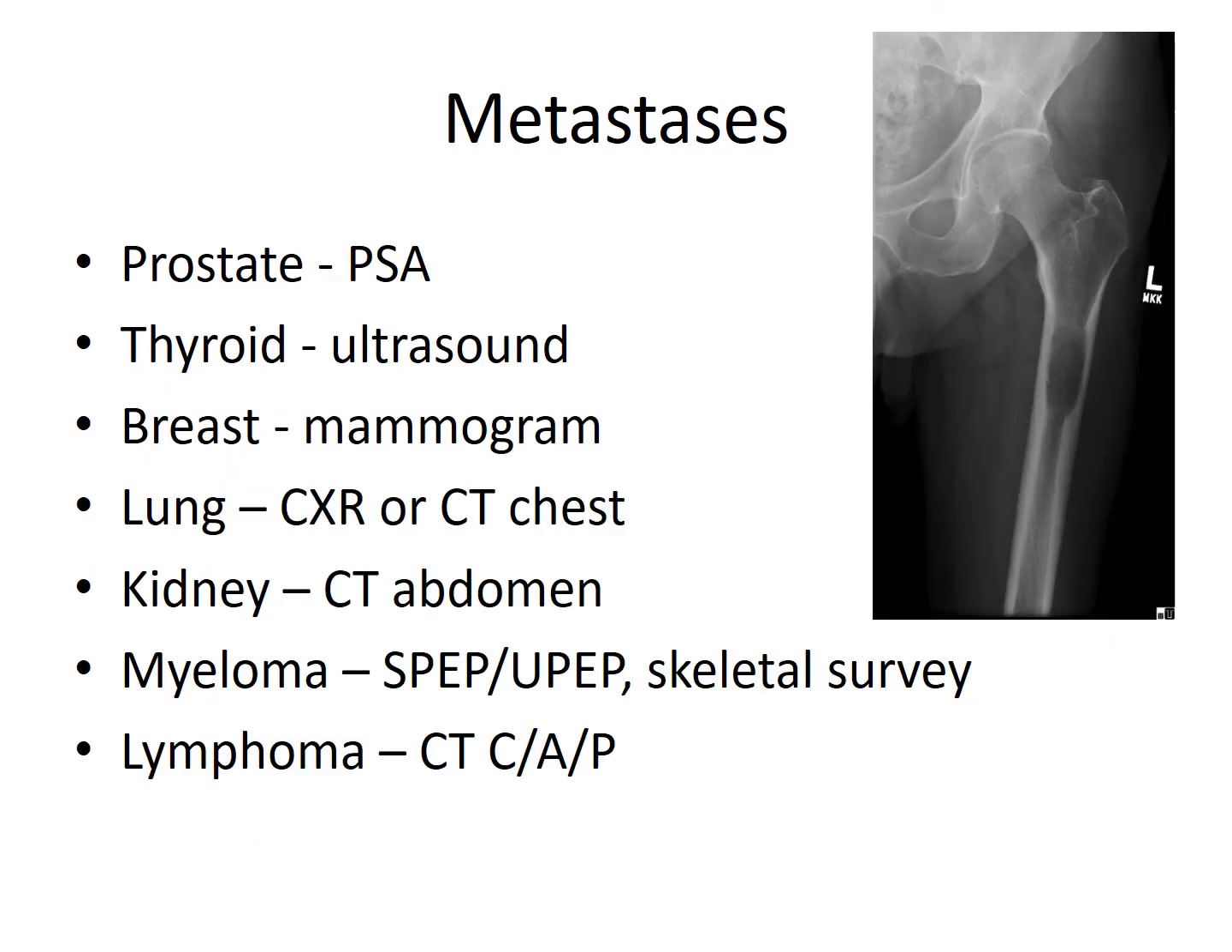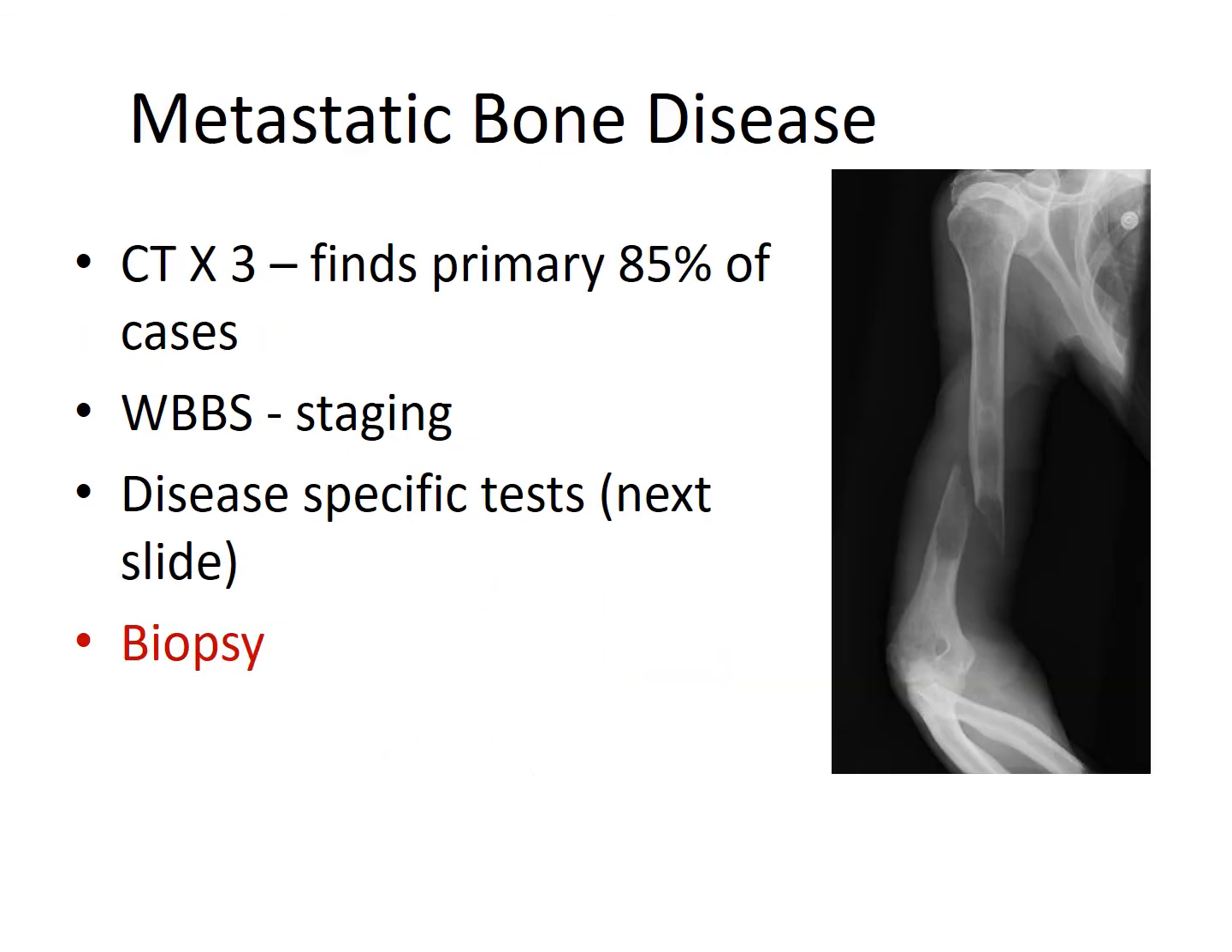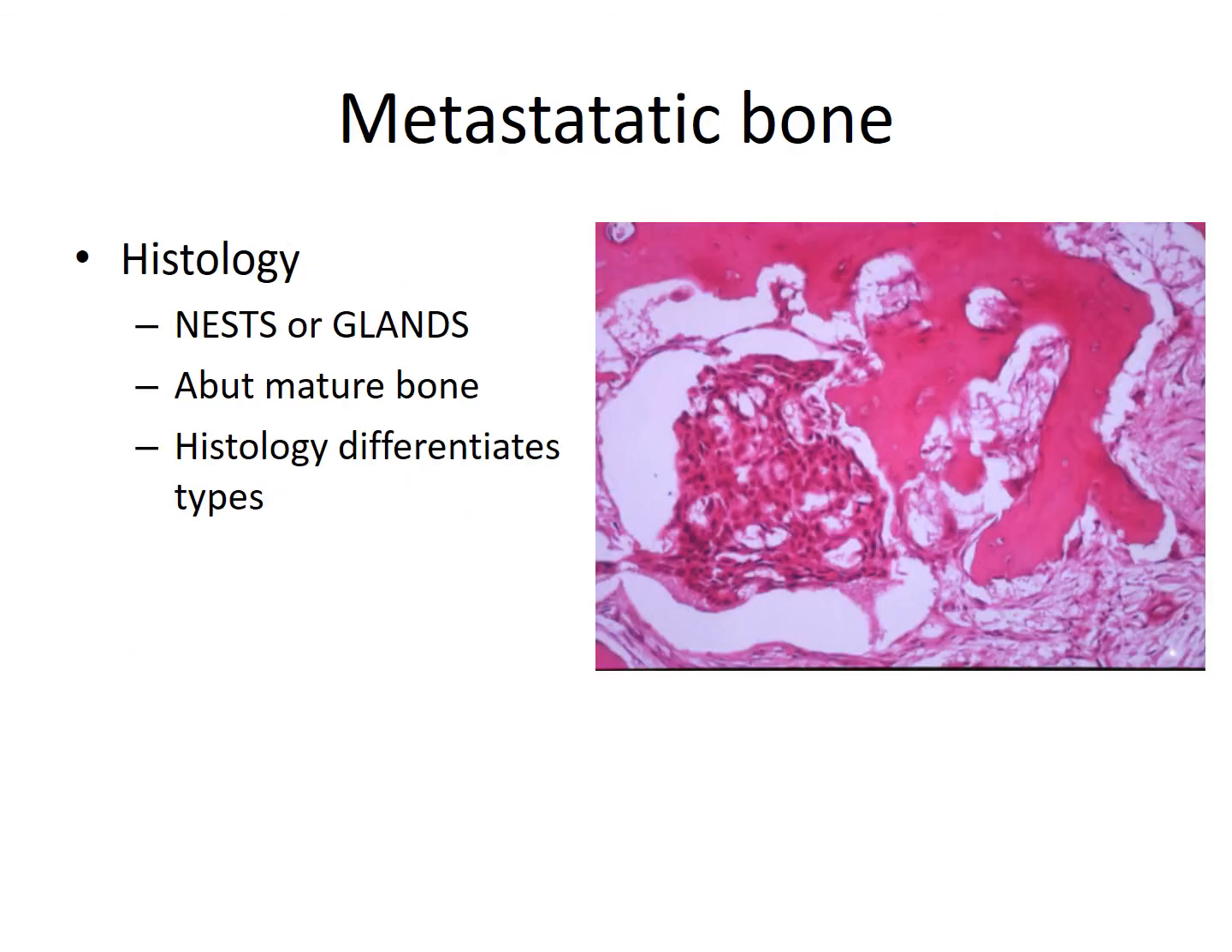Some tests that can be helpful: PSA, ultrasound to look for thyroid nodules, mammogram for the breast, CT chest, lung, CT abdomen, kidney, SPEP, UPEP, skeletal survey we discussed. In lymphoma, you may see the adenopathy in a CT chest, abdomen, pelvis. Once you do perform a biopsy, you should never see nests or glands inside of a bone. Here we see the nests and glands that are basically destroying the interface of the mature lamellar bone. It's the immunohistochemistry that will differentiate the type, whether it be lung, kidney, breast, or otherwise.